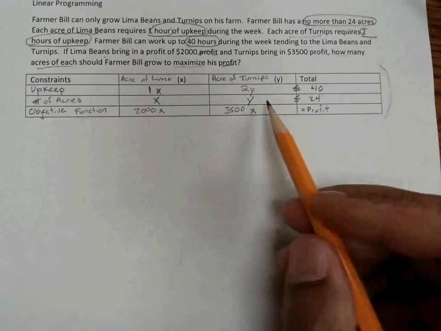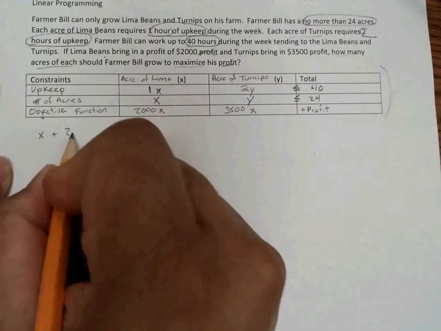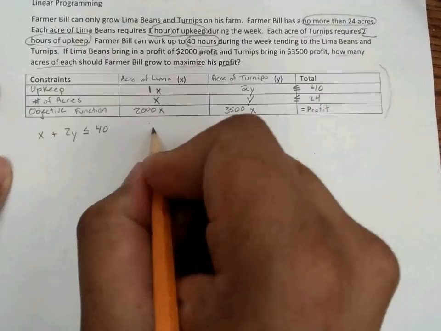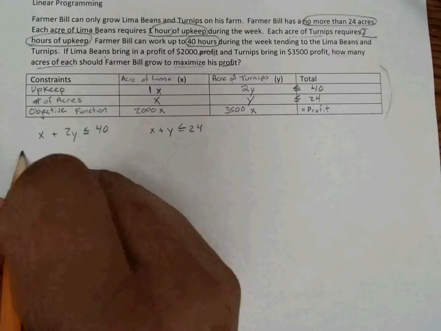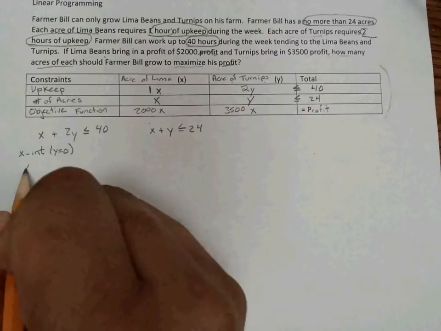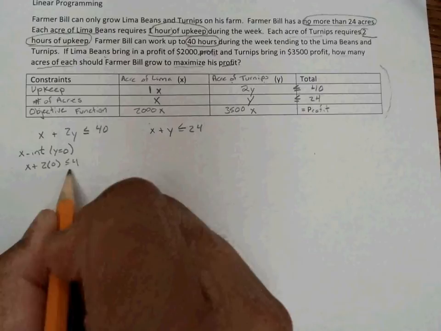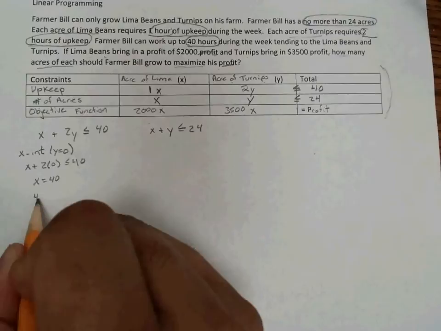So first thing we're going to do, I'm going to pull out our two equations. So we have x plus 2y is less than or equal to 40, and we have x plus y less than or equal to 24. So we're going to graph these real quick so we have a visual of what's going on. First I'm going to find the x-intercept, and remember for the x-intercept, y is equal to 0. So we end up with x plus 2 times 0 is less than or equal to 40. So we know x is going to be equal to 40. So we have an x-intercept of 40, 0.